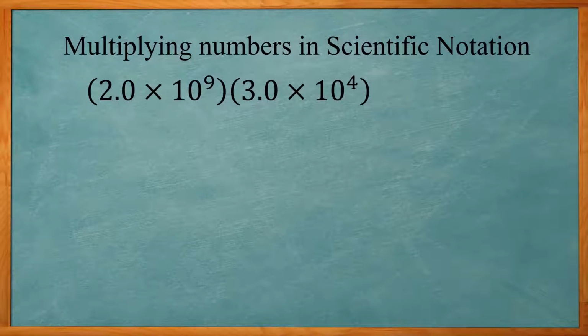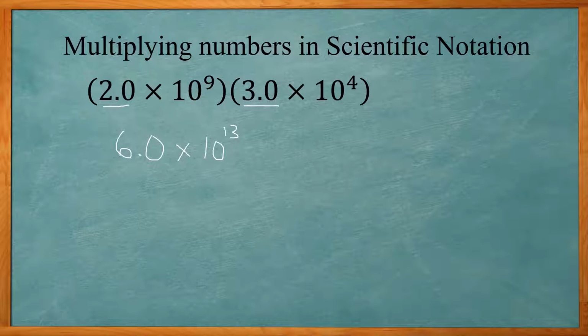Now when you multiply two numbers that are in scientific notation form, what we first want to do is multiply the numbers 2.0 times 3.0. That's going to give you 6.0. And then you want to look at the exponents on the 10s. You got 10 to the 9th power, 10 to the 4th power. You're going to add the exponents. So it's going to be times 10 to the 13th power. Okay, so you multiply the numbers together, and then you add the exponents on the 10 together.